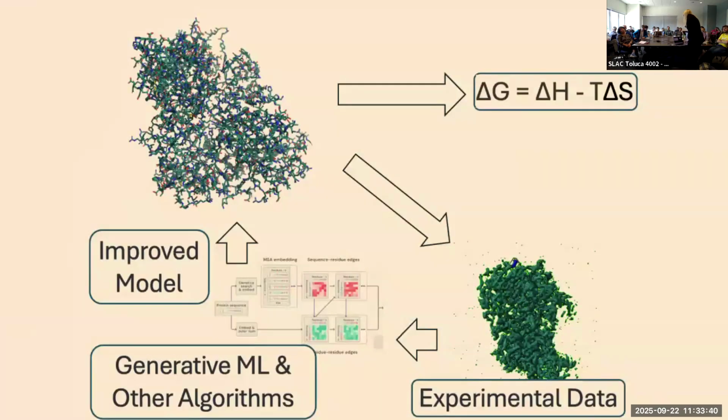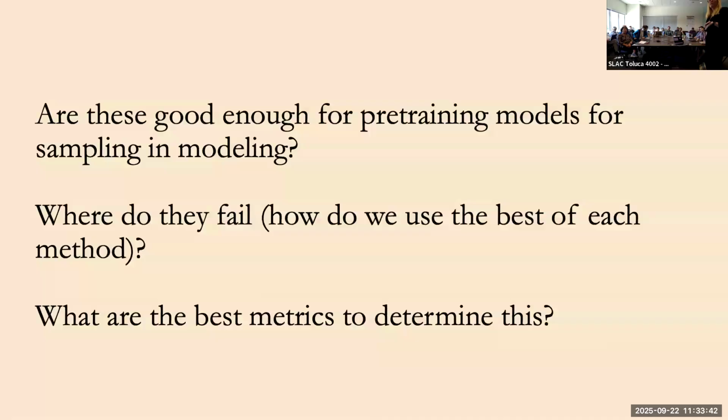Right, and so as I said, a lot of the things we're thinking about now is: are these pre-training models good enough for the sampling in the modeling that we want to do, or are they fitting other things? A lot of them are trained on MD simulations, which are fantastic for some stuff, but are very limited in time scale. Where do they fail, and are there ways that we can use the best of each method to do this?